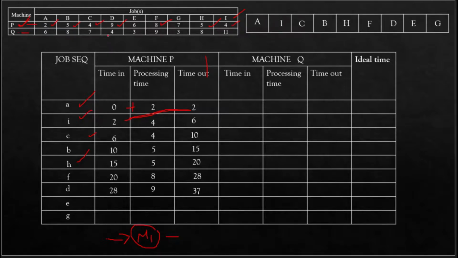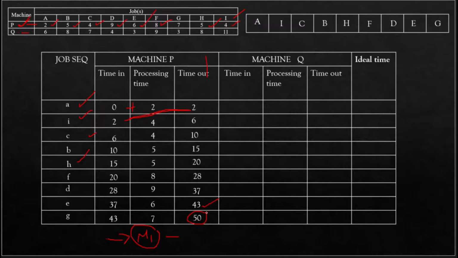Next is the E job. The out time will become the in time, and the E job's processing time for machine P is 6 hours. 37 plus 6 gives 43. The next job is the G job, and 43 becomes its in time. The processing time is 7 hours, so 43 plus 7 gives 50 hours. So this is the total process time for machine P.